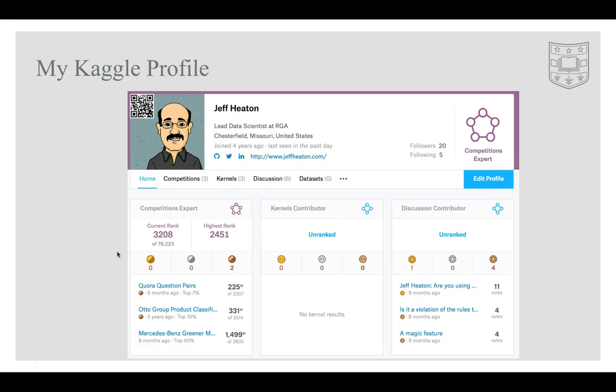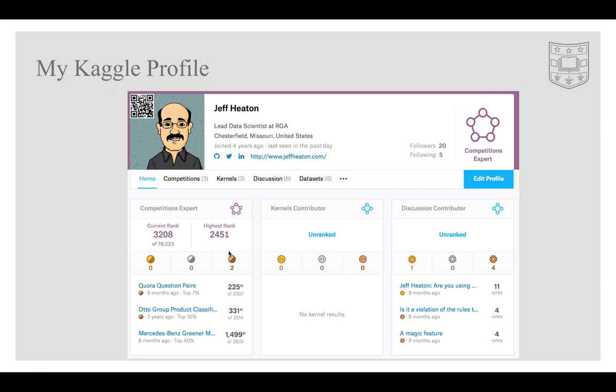So if you get a Kaggle page, that's basically what it looks like. So that would be me. I have my 2 bronze medals and none of the higher ones. So of the 78,000 people in Kaggle, I'm at 3208. So it's just sort of a way.